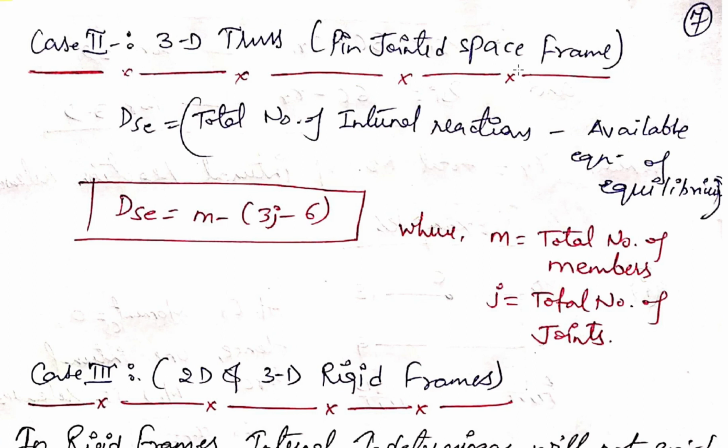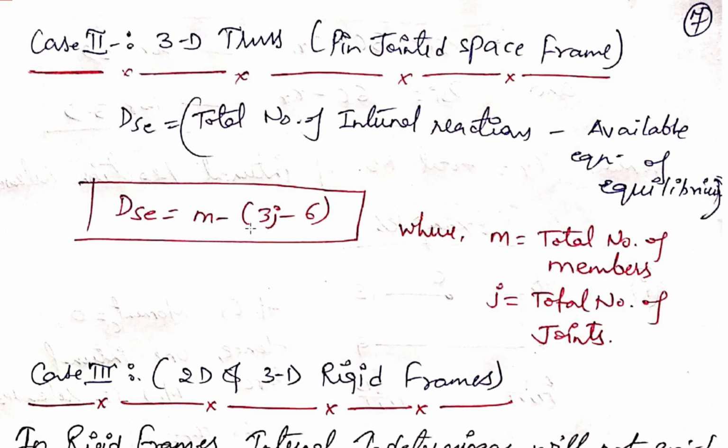Hence, we have DSi, this is DSi, not DSe, internal static indeterminacy, equal to total number of internal reactions minus available equations of equilibrium. The total number of internal reactions is m and the available equations of equilibrium are 3j minus 6. So DSi, internal static indeterminacy, is calculated as m minus (3j minus 6), where m is the total number of members and j is the total number of joints.